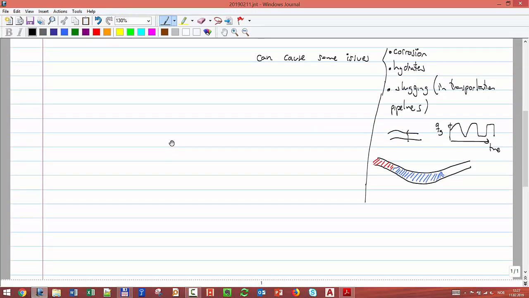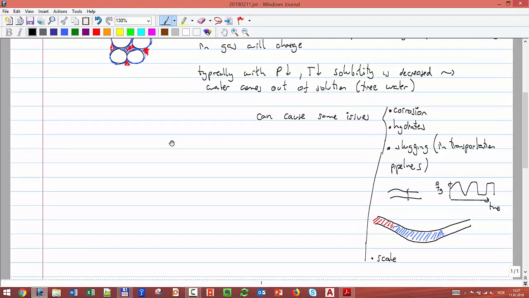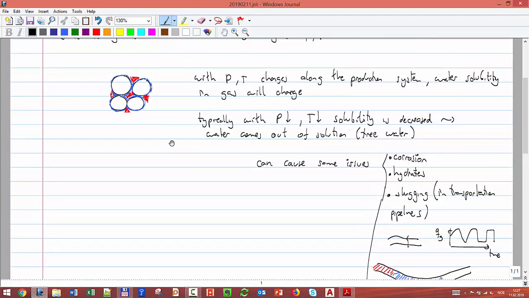Another problem that can bring issues is, for example, scale. Okay, when you have water, you have precipitation of these minerals. When pressure and temperature change, or maybe when you mix water from different sources, the solubility of these minerals change, and they also precipitate, and they tend to deposit on the pipe wall. Okay, and they tend to plug things. If you have a choke, then it doesn't work properly. If you have a valve, it doesn't operate properly.